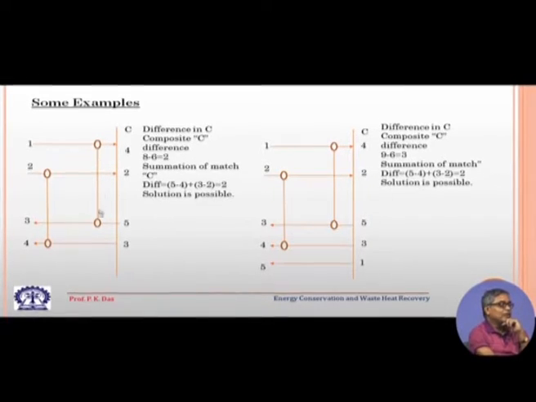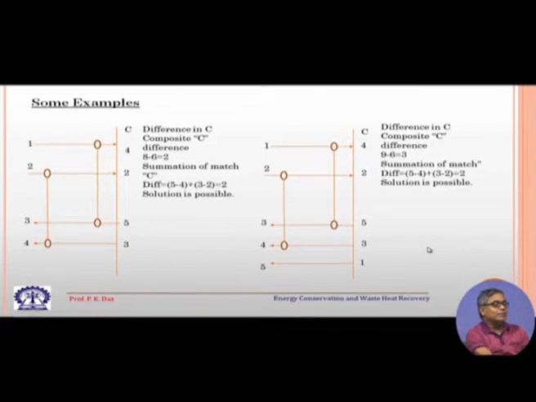So, in this case what is the difference? In this case the difference is 5 minus 4, that is the individual match difference, and in this case the difference is 3 minus 2. So, 5 minus 4 is equal to 1 and 3 minus 2 is equal to 1. So, this is 2. So, the solution is possible because we are considering the hot end of the problem.